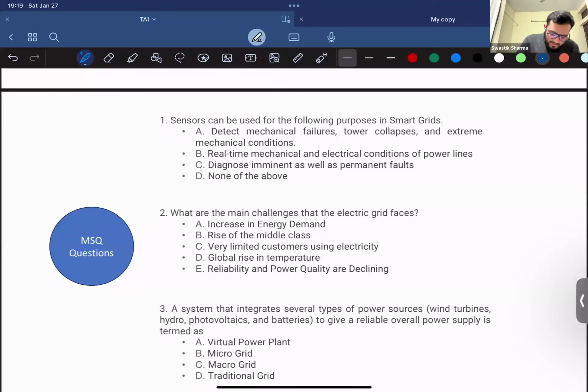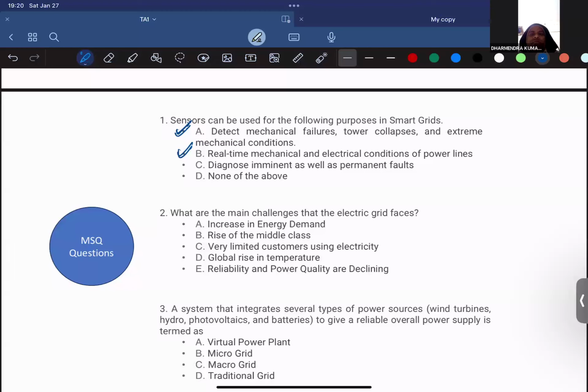So the second one is correct, right? We can monitor the real-time mechanical and electrical conditions of power lines. So what about A and C? If there is a mechanical failure, can we detect it? With the advent of mechanical failure, do current and voltages change, or is there anything that can cause them to change? They can, right? So sensors can help in detecting mechanical failures as well.